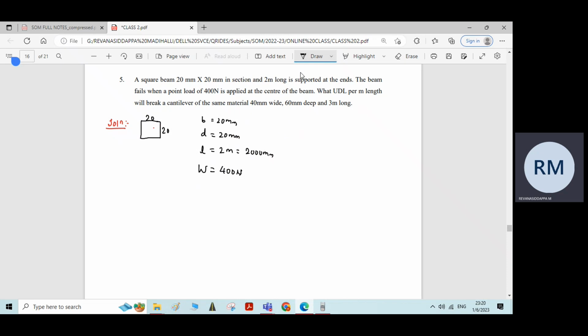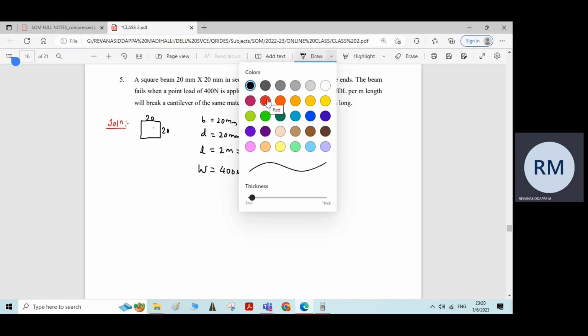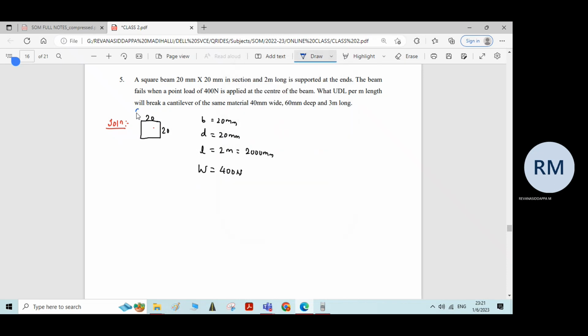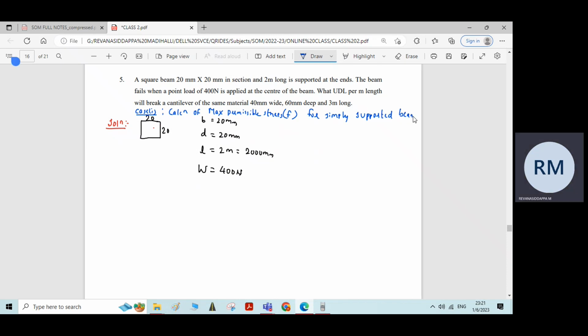Now I'll take the case 1. Case 1 is calculation of maximum permissible stress F for simply supported beam. For that I have written the data below.